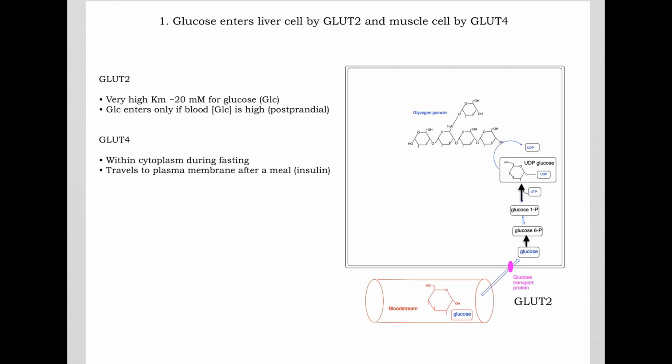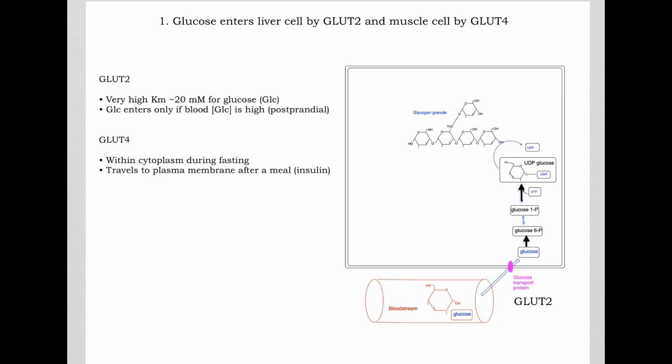Now GLUT2, this protein here, has a very low affinity for glucose. It has a very high Km, 20 millimolar. Remember, the blood glucose concentration is only around 5 millimolar. So only if the blood glucose concentration becomes very high, and you only see that postprandial after a meal, will we see an appreciable amount of glucose entering the liver cell.